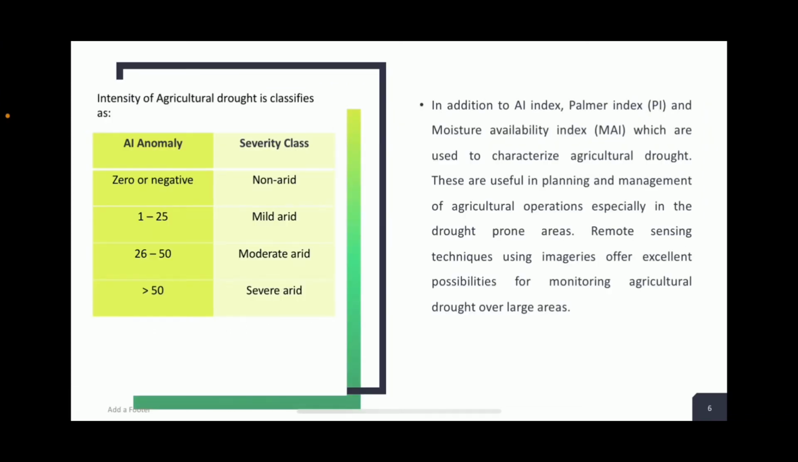In addition to the aridity index, the Palmer index and moisture availability index are used to characterize agricultural drought. These are useful in planning and management of agricultural operations, especially in the drought-prone areas. Remote sensing techniques using imageries offer excellent possibilities for monitoring agricultural drought over large areas.